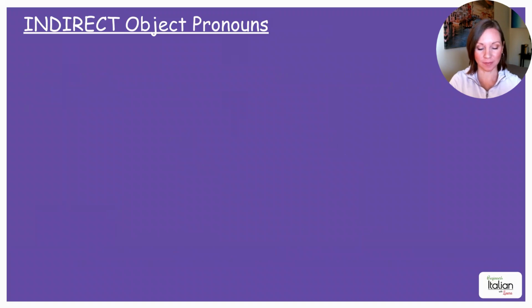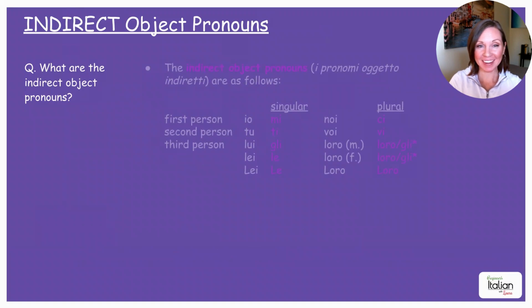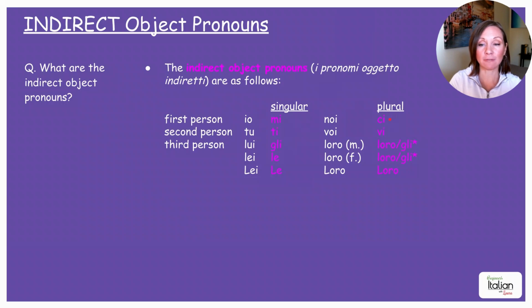Indirect object pronouns. What are the indirect object pronouns? Okay, so the indirect object pronouns, i pronomi oggetto indiretto, are as follows. So we have mi, ti, gli. Okay, so lui gets replaced with gli. Lei is replaced with le. Okay, and Lei are the same here. One's capitalized. And then over here on the plural side, we have ci, vi, and loro or gli.